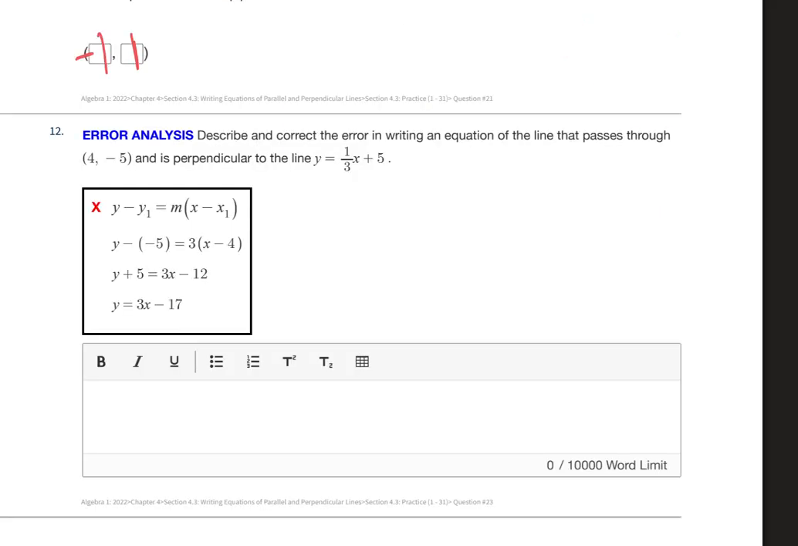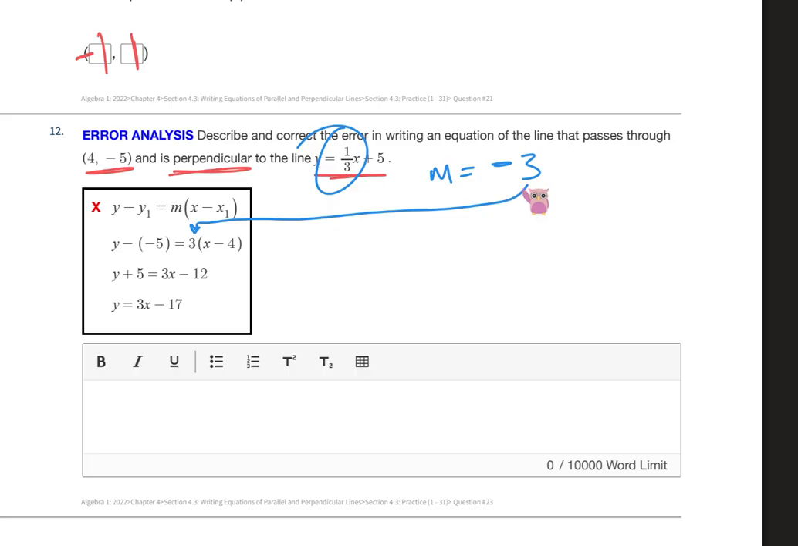What happened? Let's describe the error. Write an equation of a line that passes through that point and is perpendicular to that line. Okay, well, before I even check what they're going to do, I already see the problem, because the first thing I'm going to do is I know the new slope should be negative 3. And I can already see right here, they didn't do that, right? That's a positive 3. They should have done a negative 3.